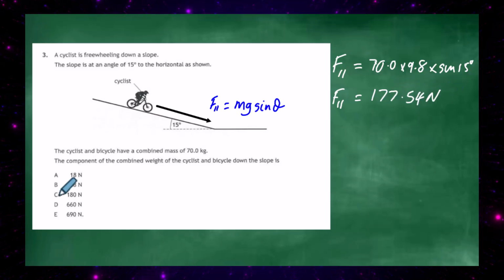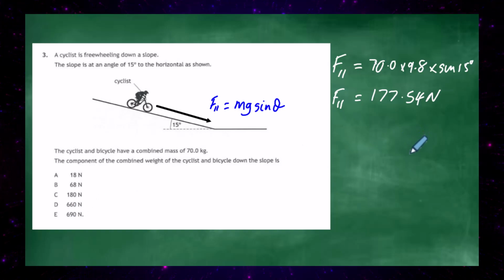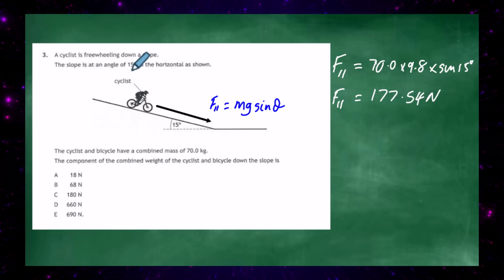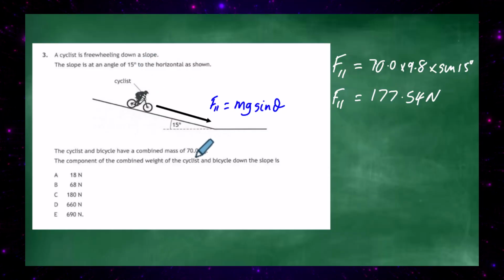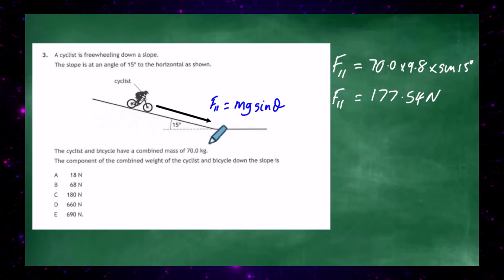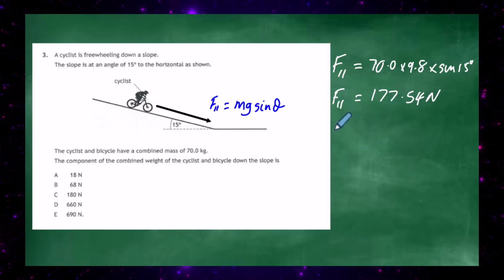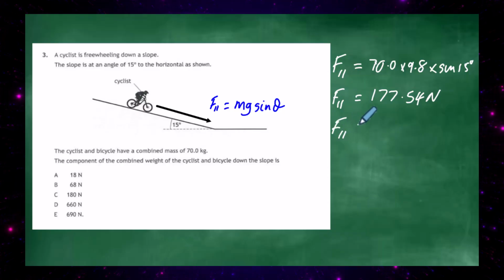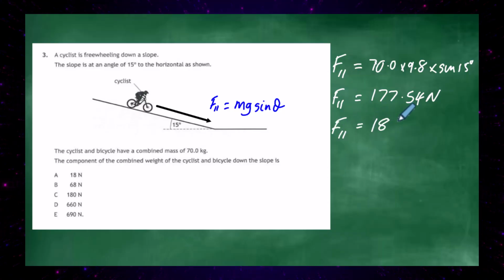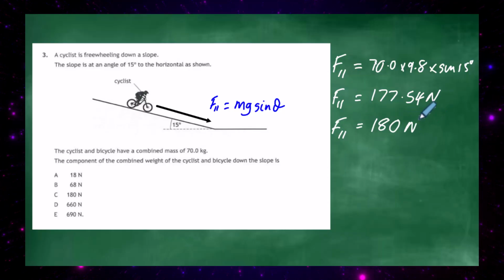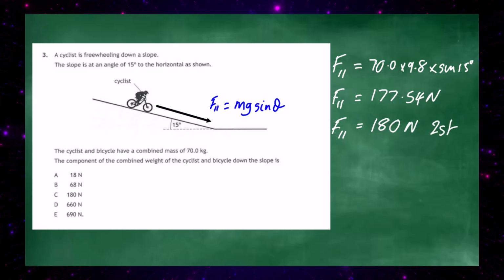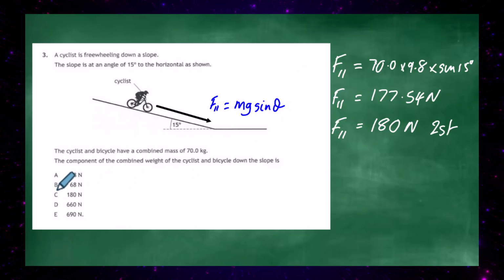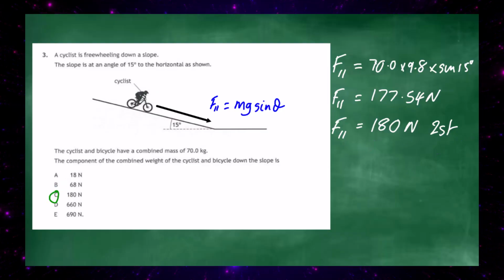Now, it's not in the actual responses, but remember, we are dealing with two significant figures here, 15 degrees. We're dealing with three significant figures here, so we go to the lowest significant figures. We'll have to have two significant figures, so the force parallel is going to be 180 newtons to two significant figures, and that'll be the answer in the actual responses. So we have C for our response.